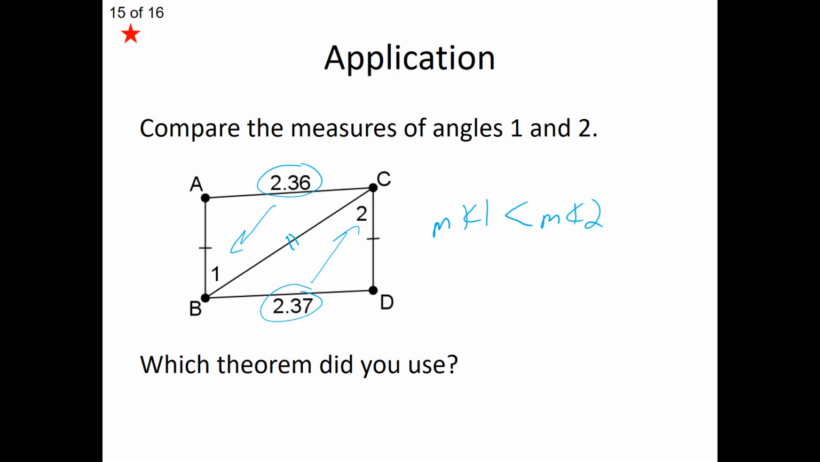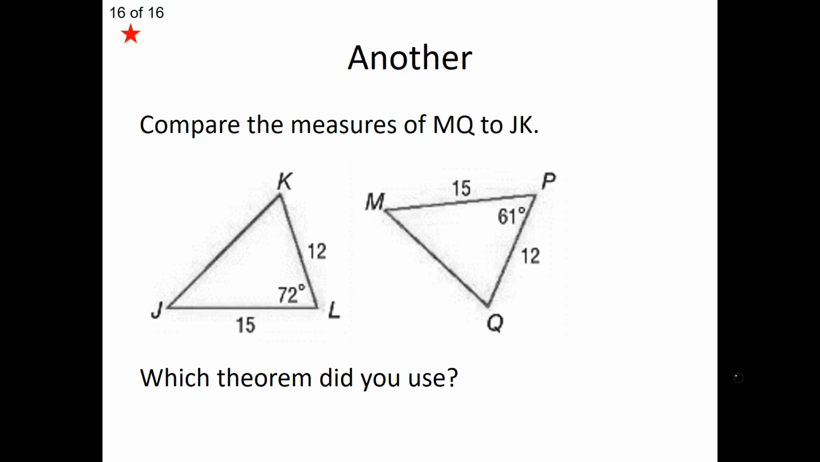Now, I cross-compared angles here. So which of the two theorems did I use? Hinge or converse of hinge? In this case, I used the converse of hinge. Converse of hinge compares the angles between two triangles, and hinge compares the sides between two triangles. Let's take a look at one more application here.